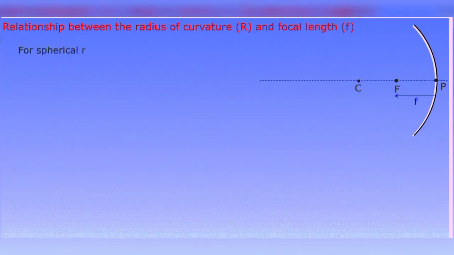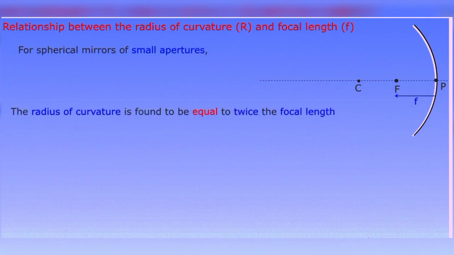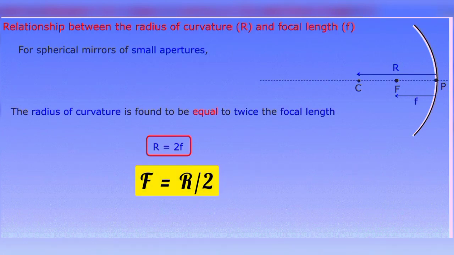Next topic, relation between focal length and radius of curvature of a spherical mirror. The radius of curvature is found to be equal to twice the focal length. That means R is equal to 2 times F, or F is equal to R by 2. This is also true for both the mirrors, concave as well as convex mirror.